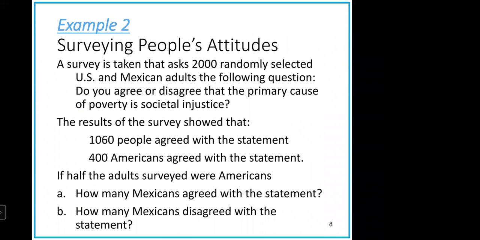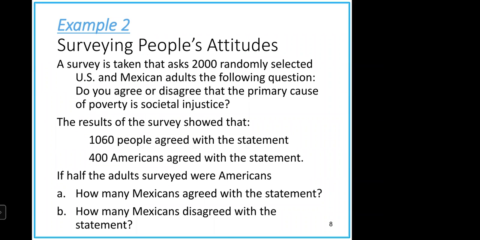It says the results of the survey show that 1,060 agreed with the statement. So these 1,060 are saying that the primary cause of poverty is societal injustice. And then it says 400 Americans agree with the statement. If half the adults surveyed were Americans, how many Mexicans agreed with the statement? How many Mexicans disagreed with the statement?